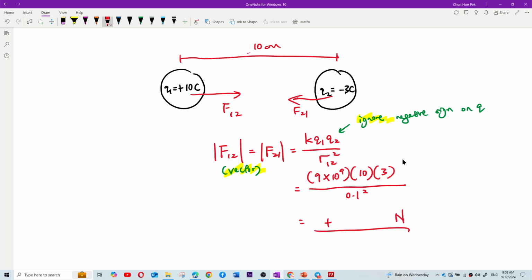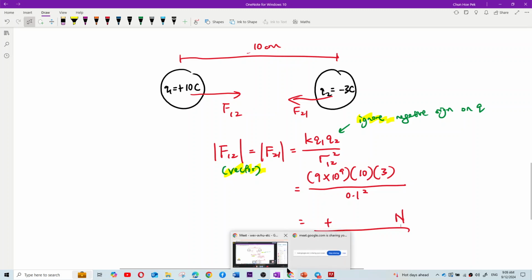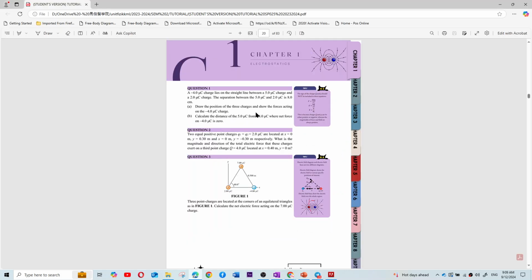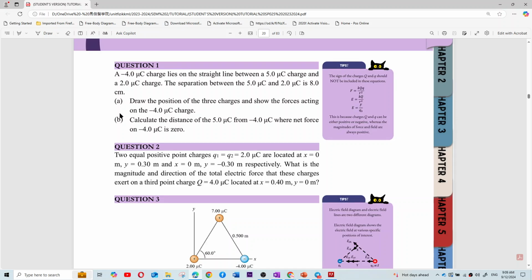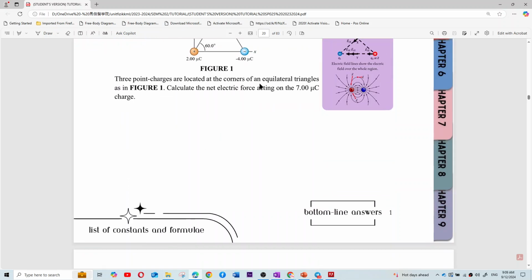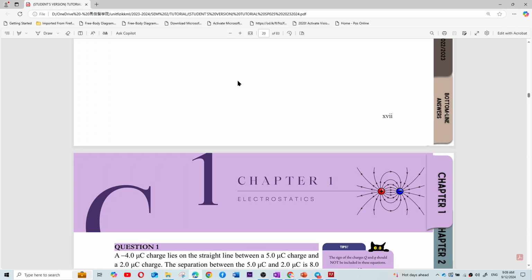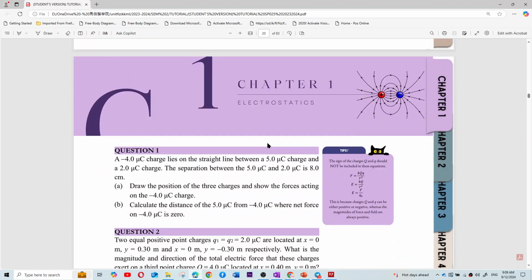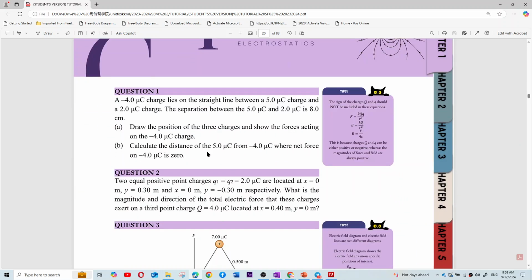Understand, class? So I think today until here. I didn't have time to discuss the questions on electrostatics. But this afternoon in the lab we will discuss the questions on electrostatic force and solve the tutorial questions. We will meet on Google Meet this afternoon during lab, to apply Coulomb's law.